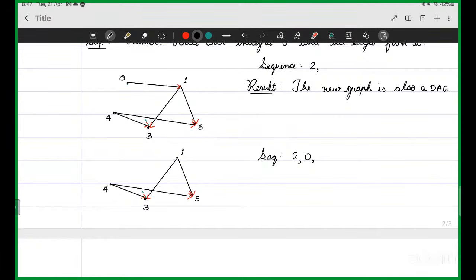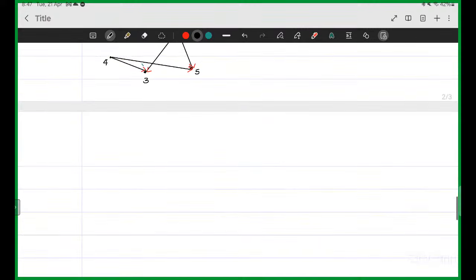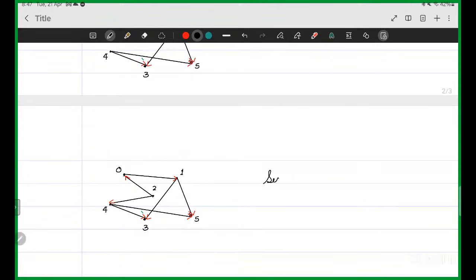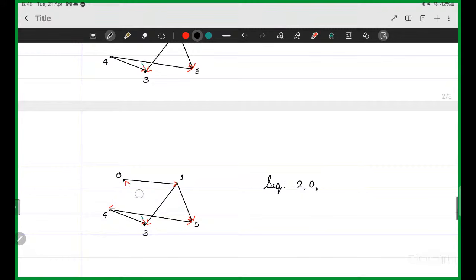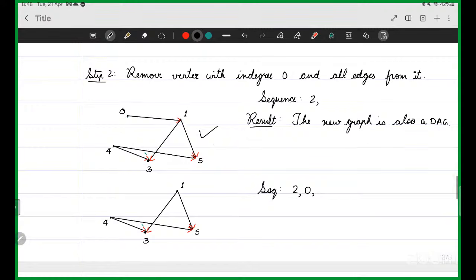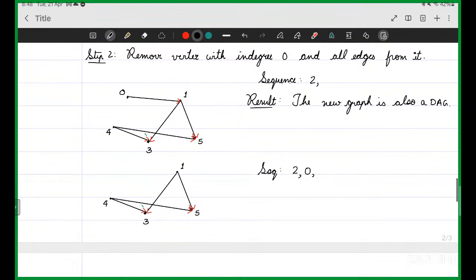Once again, this has a vertex with in degree equal to 0. In this case, what is the vertex with in degree equal to 0? 1 and 4. 4 or 1. So let's take 1. Once again, we'll just add that over here. The sequence at this point is 2, 0, 1. Where 4 and 1 are both equally eligible now. We can either take 1 or 4. Even in this step, you could have started with 4 also, because 4 also has in degree equal to 0.